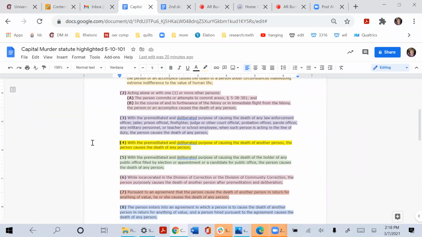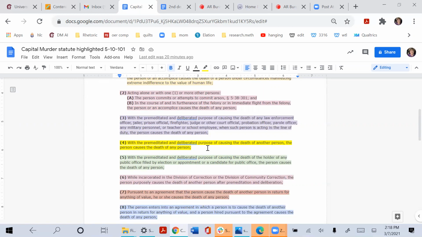I've highlighted that with yellow, with the premeditated and deliberated purpose of causing the death of another person. The person causes the death of any person. Note that this is basically causing the death of another person plus an adverb. And in this case, the adverb is the premeditated and deliberated purpose of causing the death.